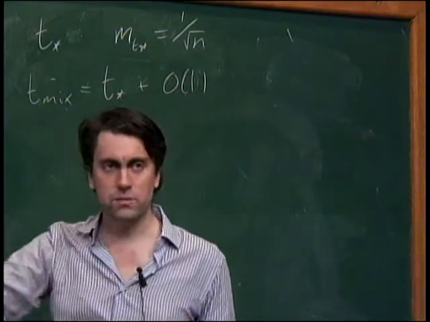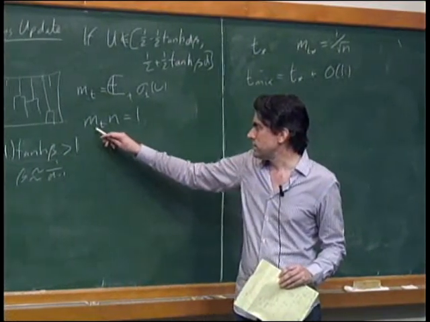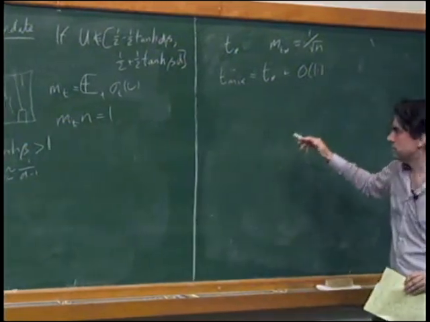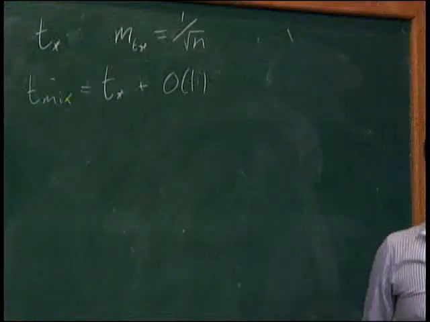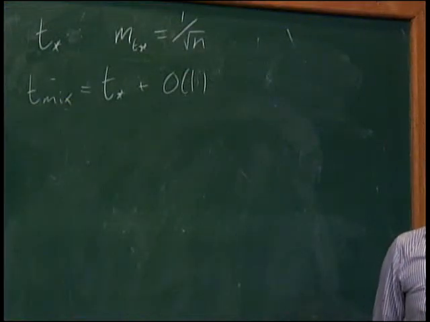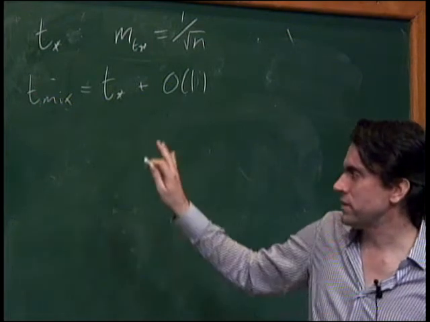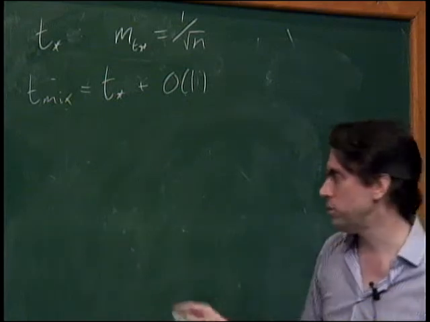M_T decays, it's really like an exponential. So you can see that this coupling time really corresponds to twice the mixing time here. Okay, so first let's just see that this is a plausible value by doing a lower bound.